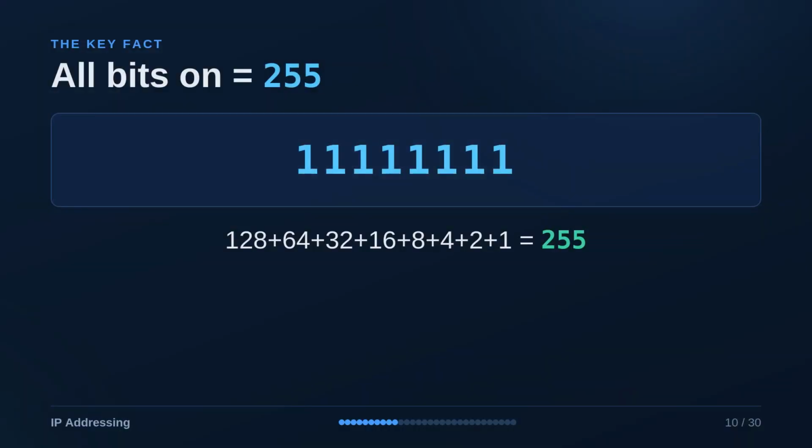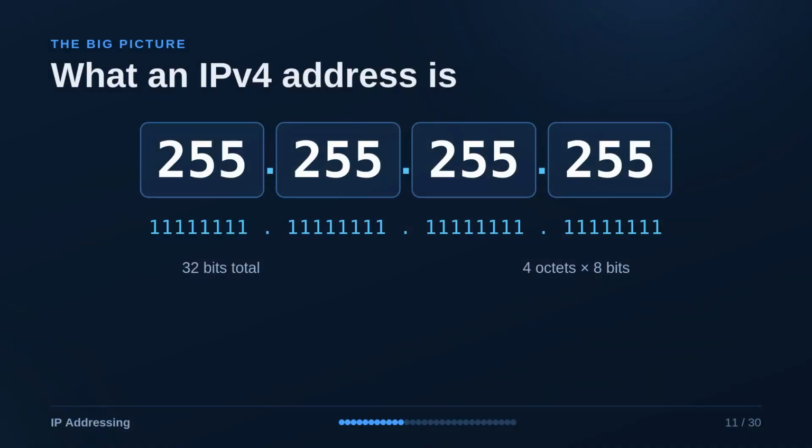And the fact that unlocks everything. If all 8 bits are on, you get 128 plus 64 plus 32 plus 16 plus 8 plus 4 plus 2 plus 1, which is 255. That's why every part of an IP address stops at 255. Now the definition. An IP version 4 address is a 32-bit number that uniquely identifies a device on a network. Those 32 bits split into 4 octets of 8 bits, written as decimals with dots. Same address, 2 faces: the decimal we see, and the binary the machine stores.